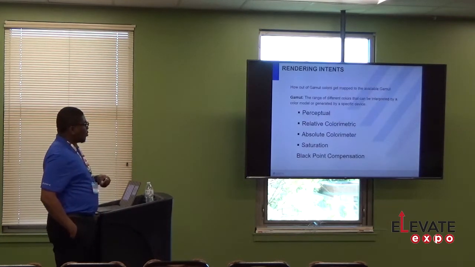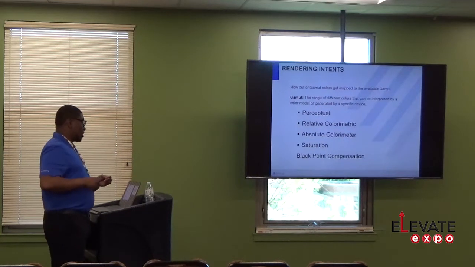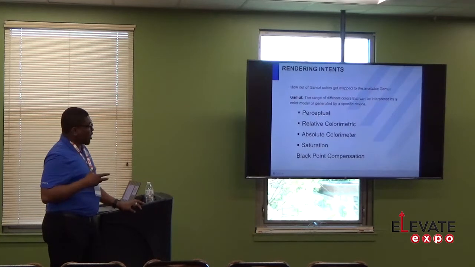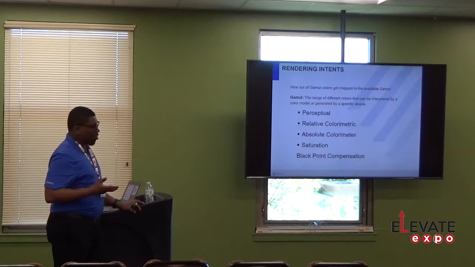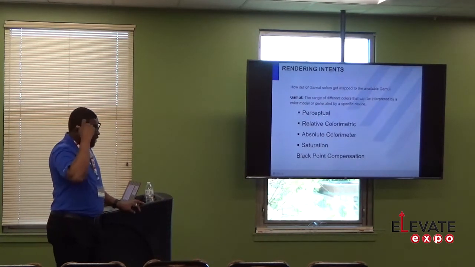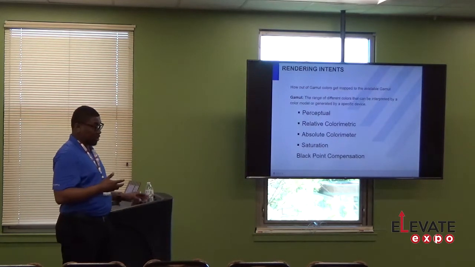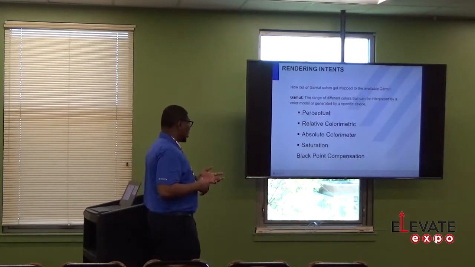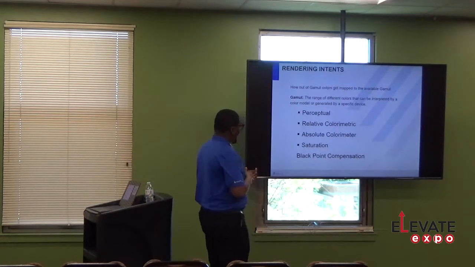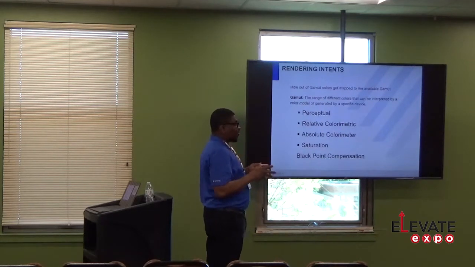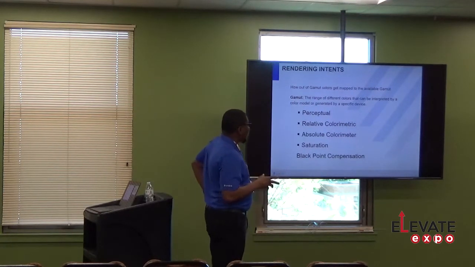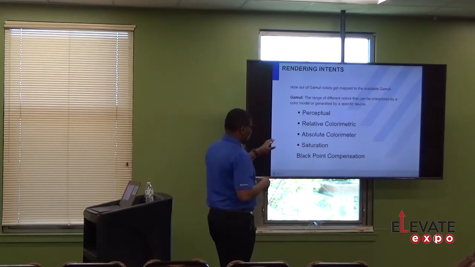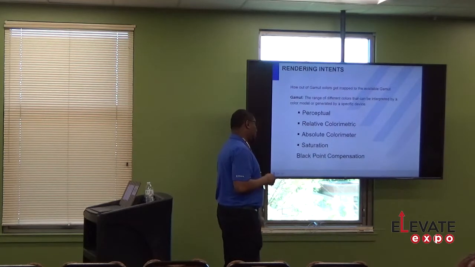Rendering intents, pretty much what this means is how out-of-gamut colors get mapped to the available gamut. So a lot of printers will usually sit between 86 to 92% in terms of gamut that they cover. Your rendering intent is pretty much how you explain how your specific device interprets the color model. Perceptual, relative colorimetric, absolute, saturation, black point compensation.